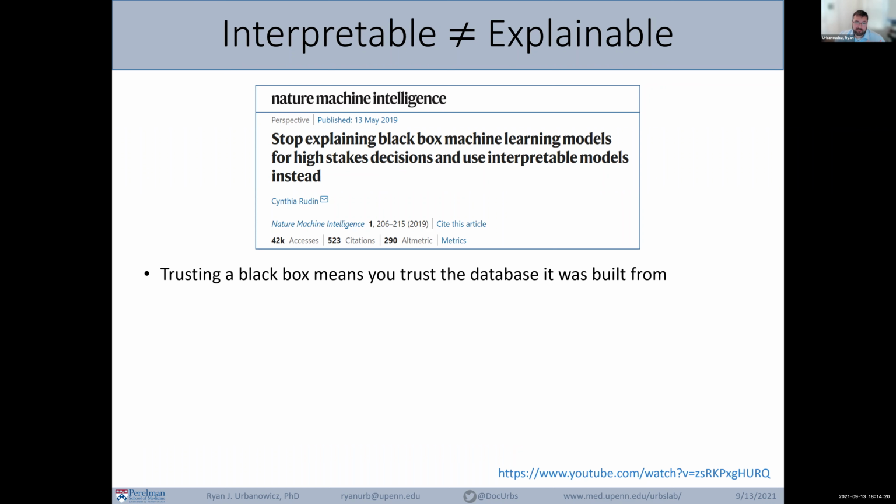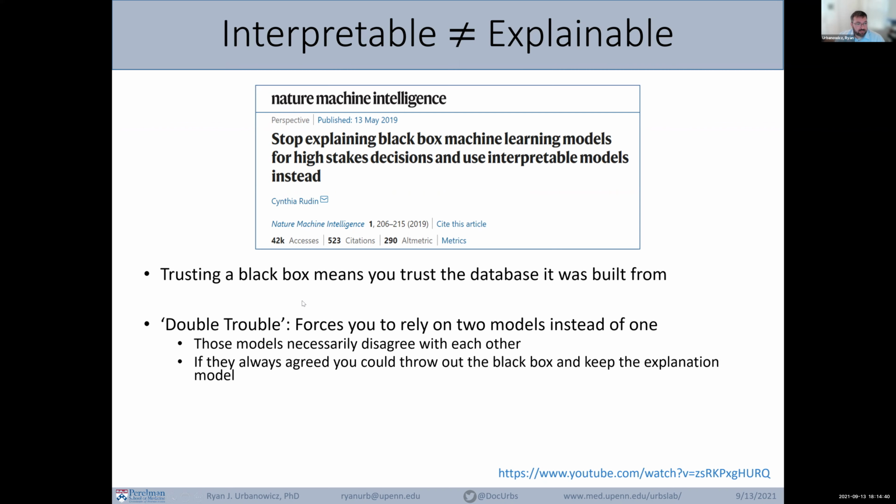Ultimately, when you trust a black box to make predictions, you're really trusting the database that was built from all the original training data and the data that was passed into the model to make a prediction. And that's really not something that you can rely on, right? There's lots of mistakes in training data and incoming data, typos, et cetera, right?